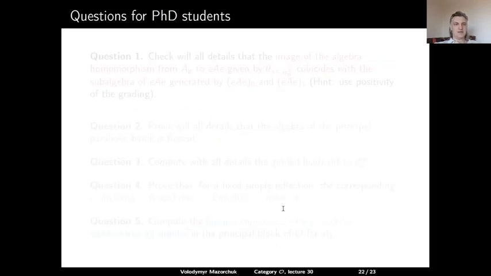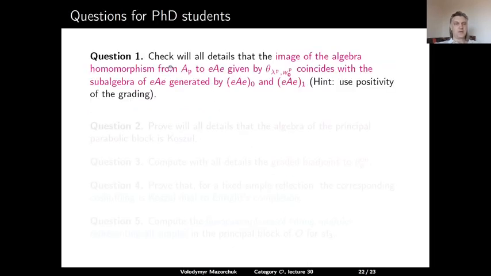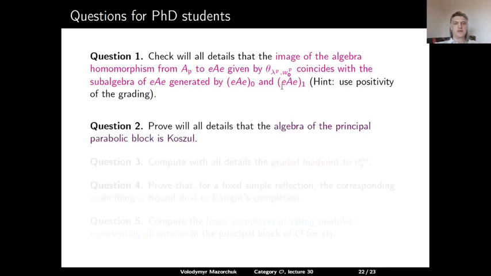Finally, some questions for PhD students. Question 1. Check with all the details that the image of the algebra homomorphism from the singular block to EAE, given by translating out of the wall, coincides with the subalgebra of EAE generated by degrees 0 and 1. Here one really needs to use positivity of the grading. Question 2. Prove with all details that the algebra of the principal parabolic block is Koszul. Question 3. Compute with all details the graded adjoint to translation onto the wall.